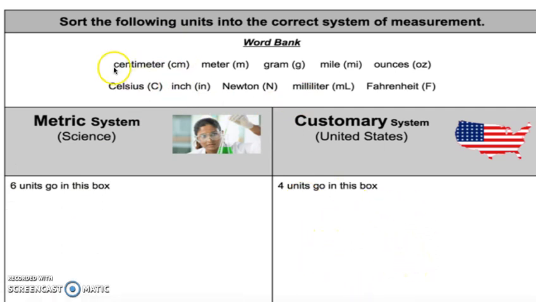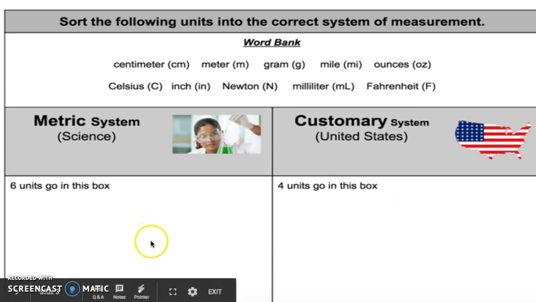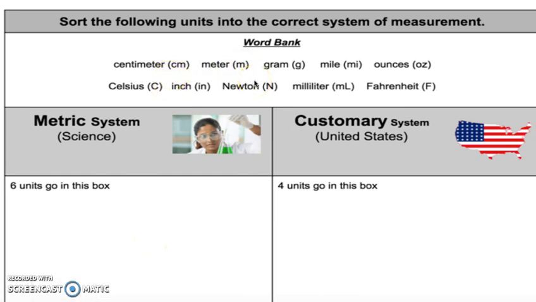Okay, let me read them for you. Centimeter, meter, gram, mile, ounces, Celsius, inch, Newton, milliliter, and Fahrenheit. Okay? All right, students, press pause, put them in the boxes. If you need to rewind the video to listen, do that, and then press play when you're ready to go on.